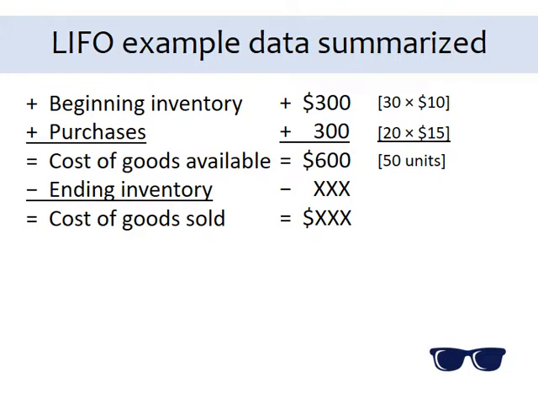We are going to start by summarizing the data in a table format. Beginning inventory was $300, which came from multiplying the 30 units by the $10 each. Purchases were $300, which came from 20 units purchased at $15 each. The total cost of goods available, therefore, was $600, which was the beginning inventory plus the purchases. The total units available for sale were 50 units, which came from the 30 units in beginning inventory plus 20 units of purchases. We will be calculating ending inventory and cost of goods sold.